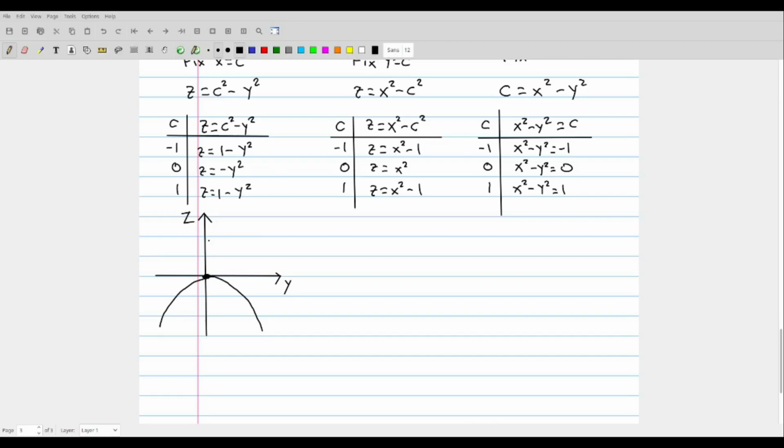And when c equals both -1 and +1, we also have a parabola opening down, but shifted up by 1. So this corresponds to c equals 0, this corresponds to c equals 1, and c equals -1. For any other value of c, you're going to have a parabola that's opening down like that.